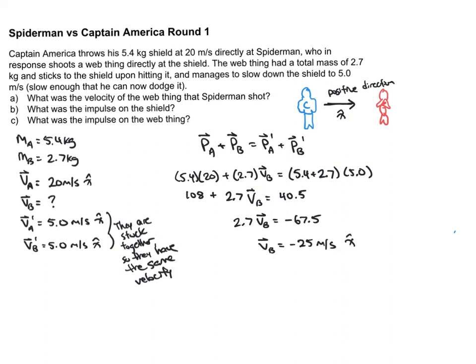It's negative 25 in the x direction because Spider-Man shot the webs the other way. Okay, so this number is faster than the shield was going. And it needs to be, because it's much lighter. It's half the mass of the shield, so to try to balance it out as much as possible. It's not totally balanced because the shield still ends up having a forward momentum. But yeah, these webs have got to go faster than the shield to have that kind of an effect on it.